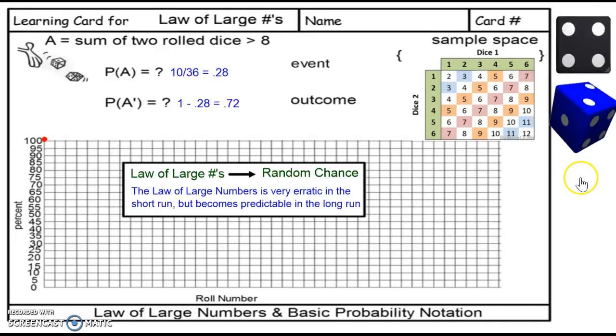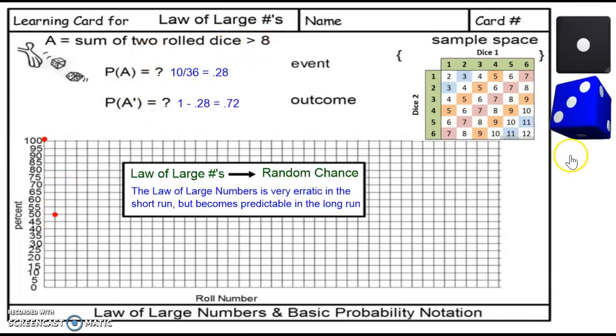So here we go. Here's my next roll, and I got a 6. Well, 6 is not greater than 8. So what I have now is 1 out of 2 rolls is going to be a sum that is greater than 8. So now I'm at 50%. So I'm going to put a dot right here at 50%. After 2 rolls, the experimental probability of rolling a sum that is greater than 8 is at 50%.